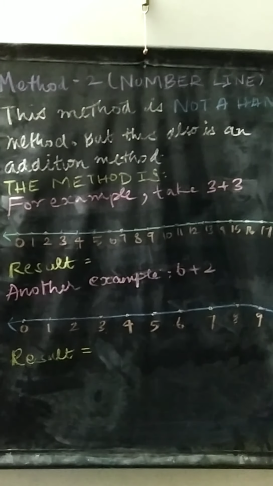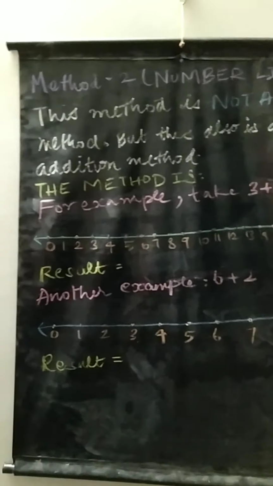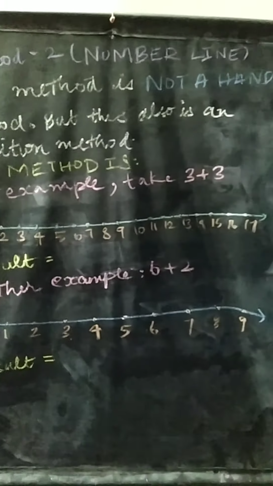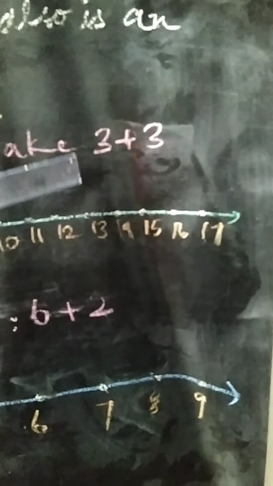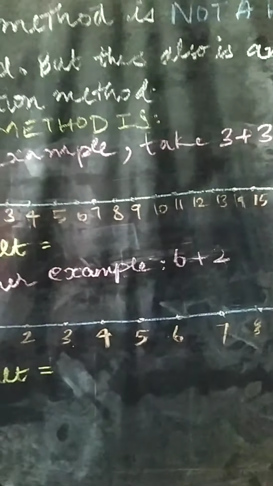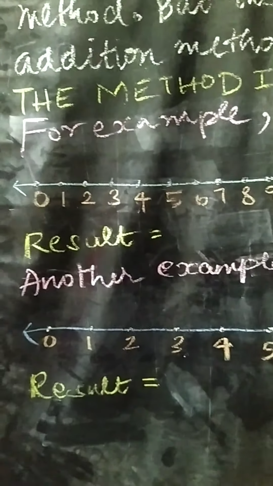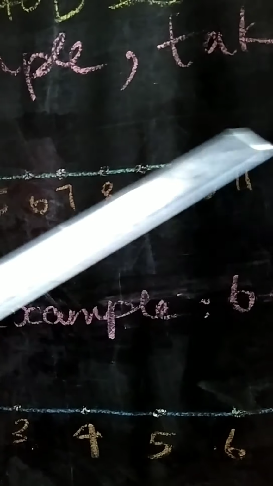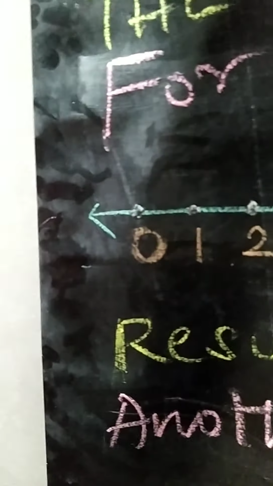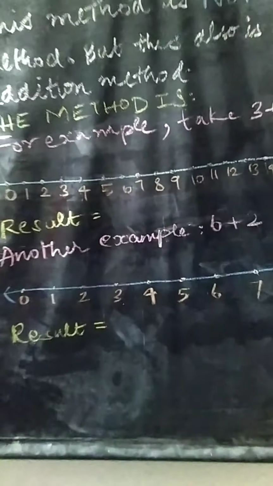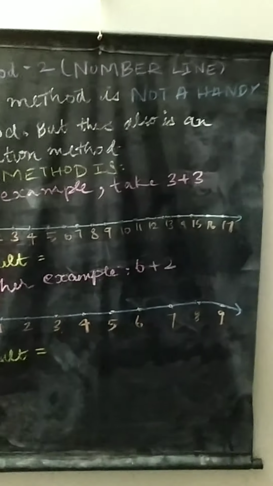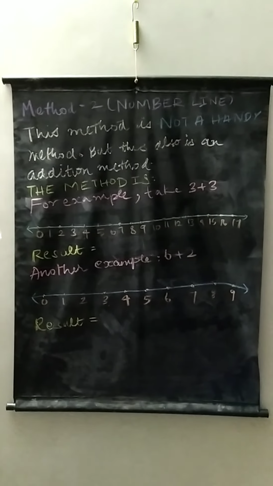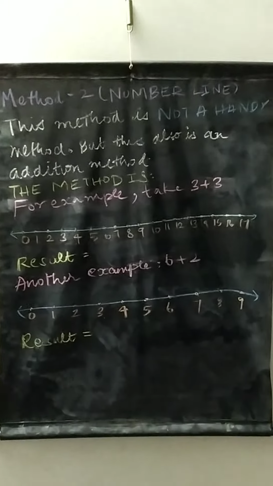To find the total, what do you do? You add both the number of chocolates, 3 and this 3. So you draw a number line. That is like this. Draw a long line. Draw 2 arrows at its ends. Mark points at equal width and number them. The first point comes to 0, the second point to 1, the third point to 2.